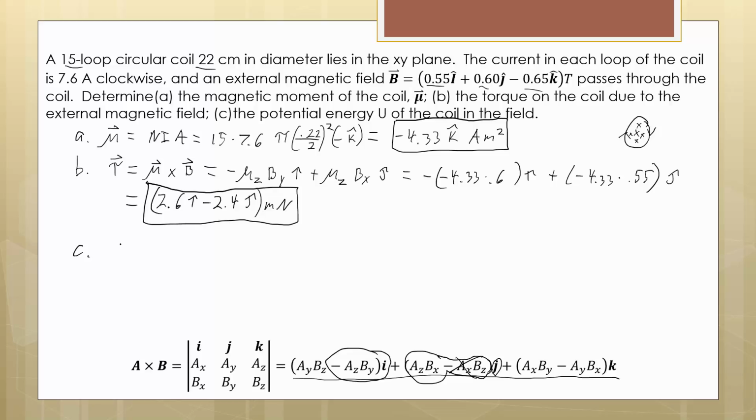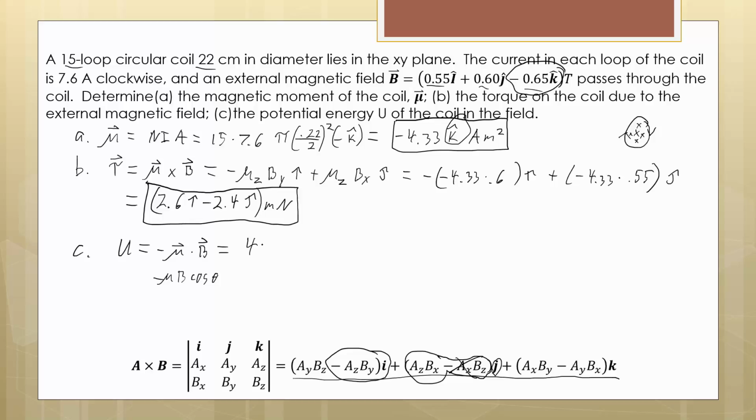Part C, we want to find the potential energy. And we can use, again, the vector expression where we've got negative mu dot b. This actually works out to be quite nice. I mean, if we wanted to use mu b cosine theta, that would actually be harder to figure out the angle between these two things. If we just use the dot product, and remember that you are taking the component of b that is in the direction of mu. So that means all we have to worry about is the k component, because mu is only in the k direction, right?